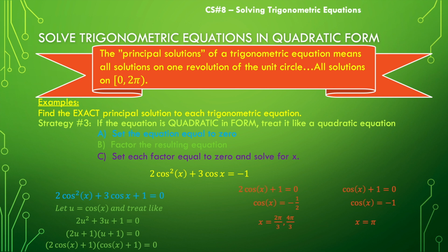And then where's a cosine of -1? Which angle measures have an x value of -1? That will be at pi radians. Our solution set for this equation is pi, 2 pi over 3, and 4 pi over 3.